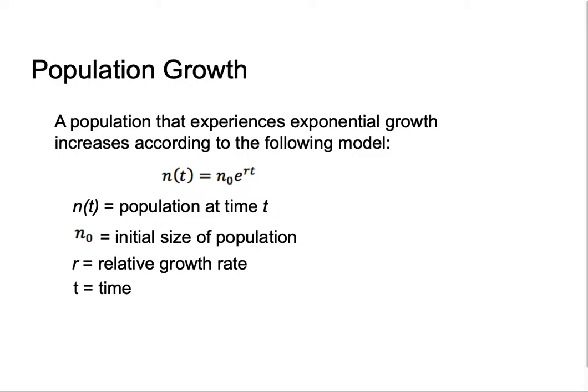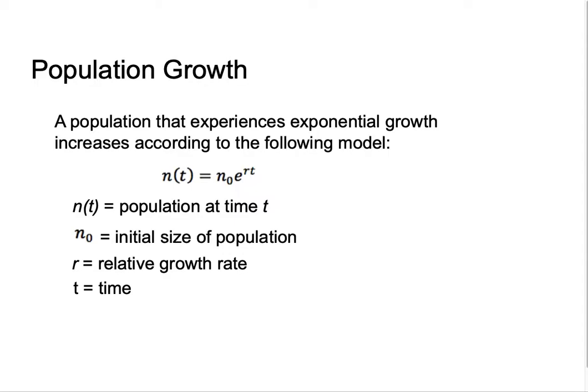So we have the initial size of the population, which is n sub 0. R is the relative growth rate. Again, it's probably going to give you a percent, and then we're going to have to write that as a decimal and plug that in there. And then time doesn't have to be number of years, but typically it is. Bacteria usually talks about the number of hours or the number of days. So it just depends on what we're dealing with for the population.